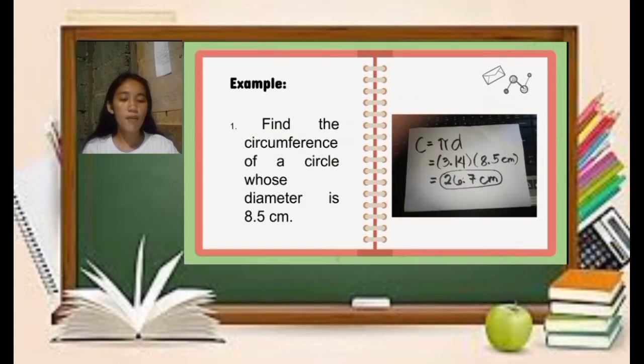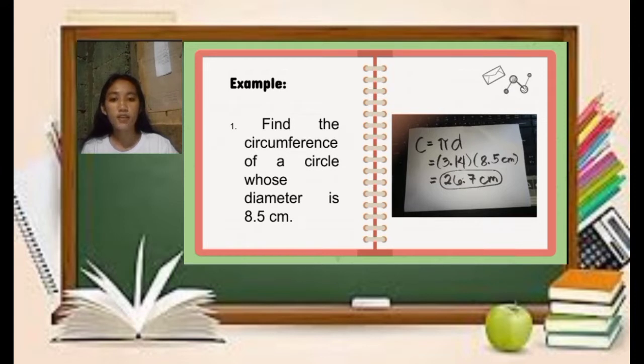Here is an example of finding a circumference. Number 1, find the circumference of a circle whose diameter is 8.5 cm. So, given the formula, let's put the measurement of the diameter in the formula. The given here is diameter, so we use C equals pi d. C equals pi d equals 3.14 times 8.5 cm.